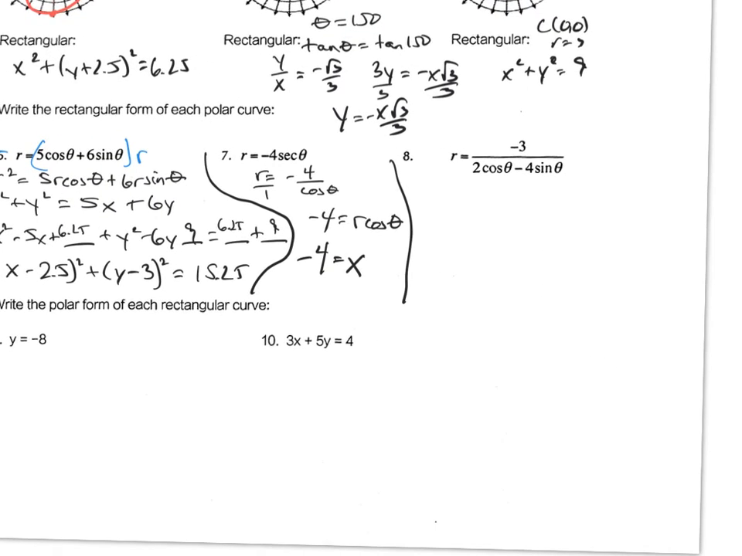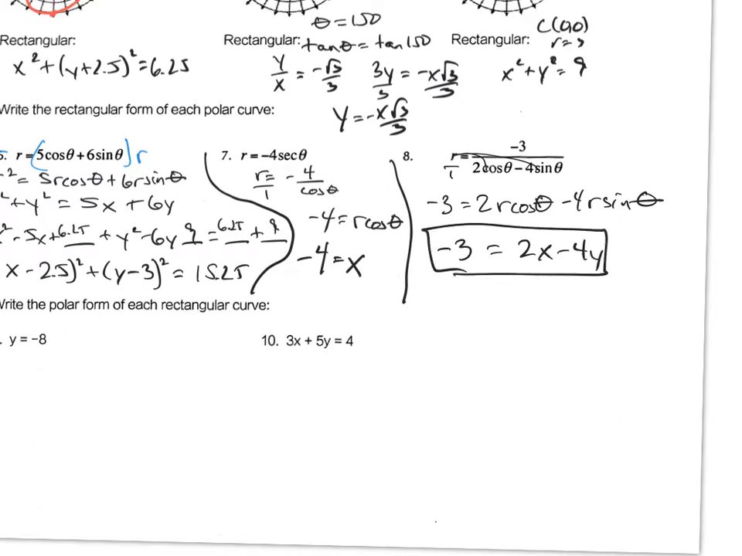For number 8, it's set up and ready to go. We're just going to cross multiply. So negative 3, make sure you distribute. The r is going to go where you need it. To r cosine theta minus 4r sine theta. And of course now we take out the r cosine and make that an x. So we get negative 3 equals x minus 4y. And you can leave it like this. You do not need to solve it for y. This one you do need to solve for y because it's a little bit more simple. For this where the theta equals, please solve it for y, but these other ones you don't have to.